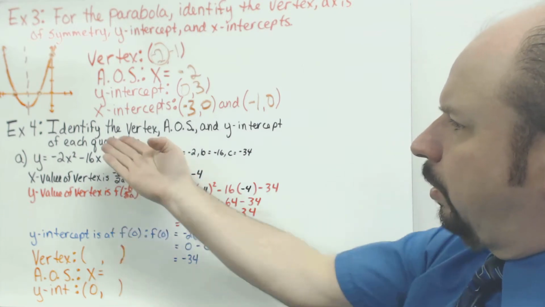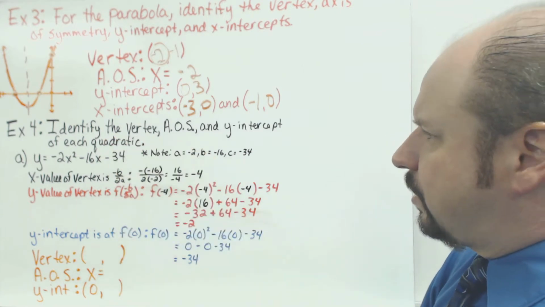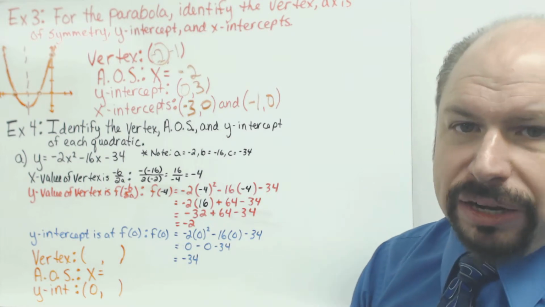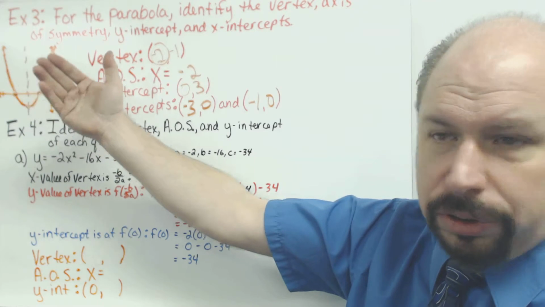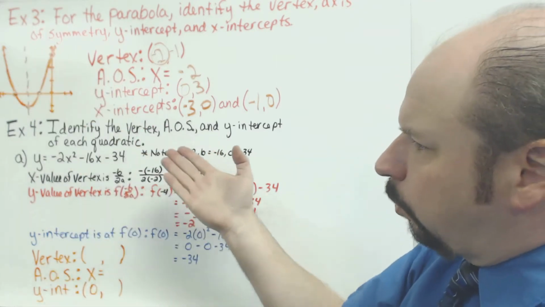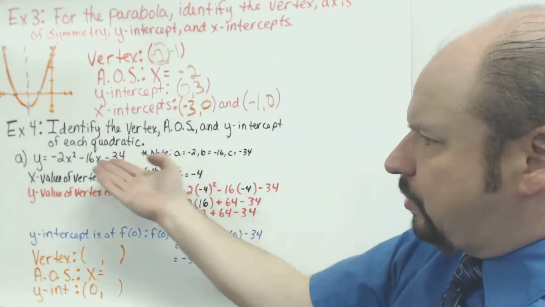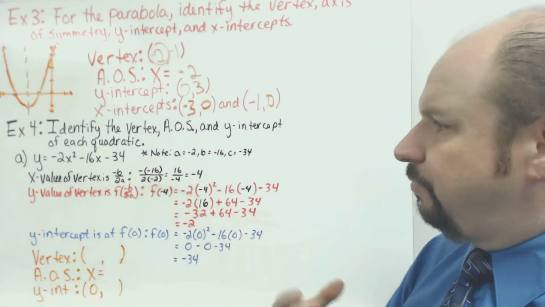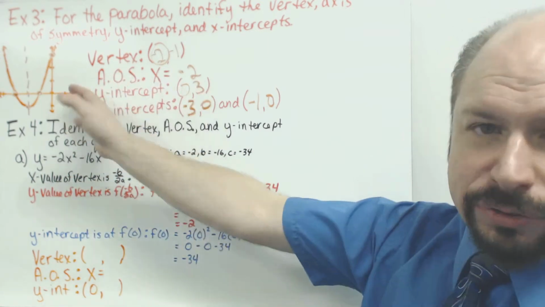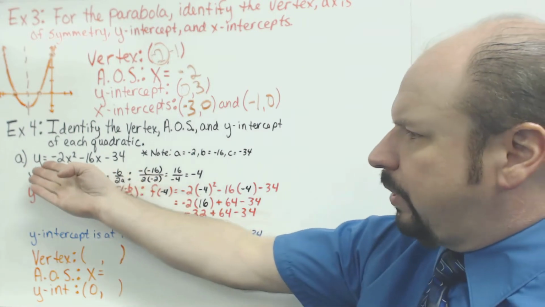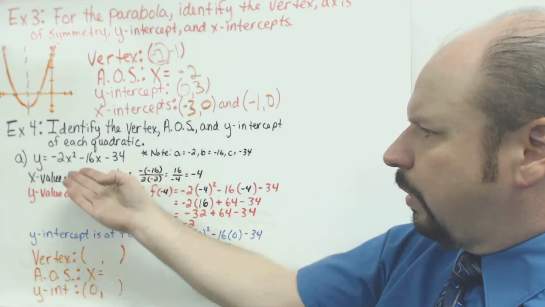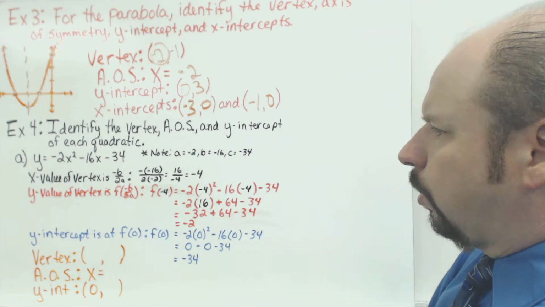Okay, so there are the points that we were looking for in that problem. In the next one, identify the vertex, axis of symmetry, and y-intercept of each quadratic. Now, instead of identifying it from a graph, and it's important to be able to do that, we're going to take an equation in standard form and find where all of those are without even having to graph it. So we have the equation y equals -2x squared minus 16x minus 34.